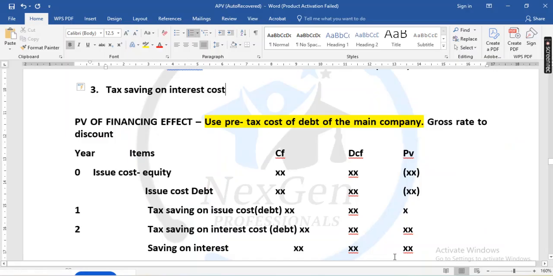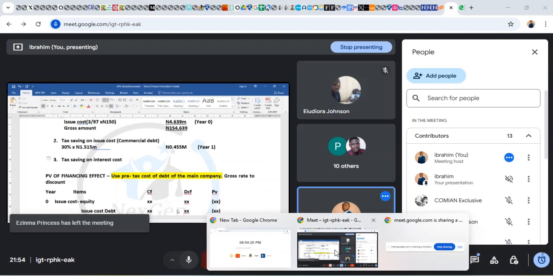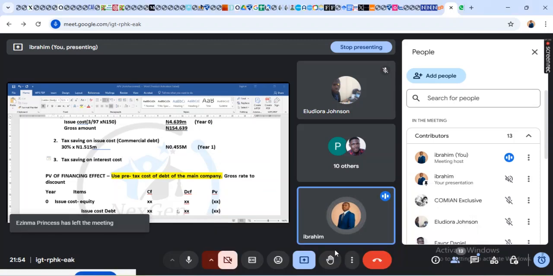You can't see my screen, so it's your network. Please, you can log in and log out. Please confirm. Can you see my screen? Others, please confirm if you can see my screen. Hello? Please confirm if you can see my screen.